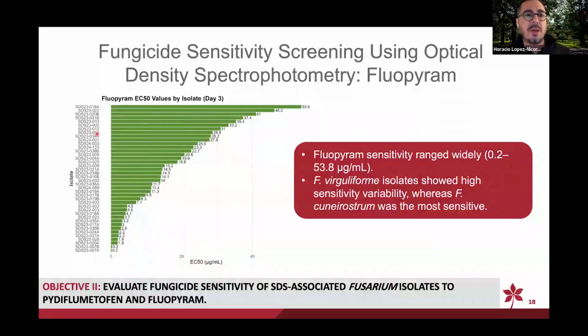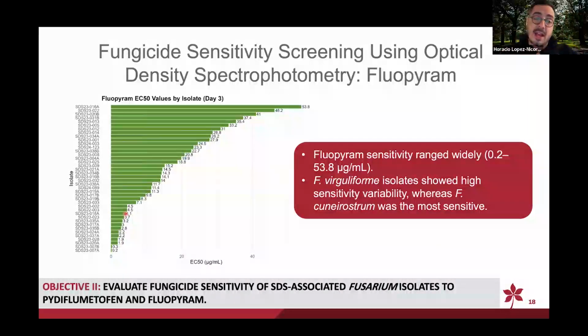And then we also did it with fluopyram, and we can see a wider range here, right? This is a product that has been used longer, has more history. Most of these isolates have been maybe exposed more time to the product. And we see that some of the isolates show high sensitivity, however, some more variability. Again, this is in vitro.